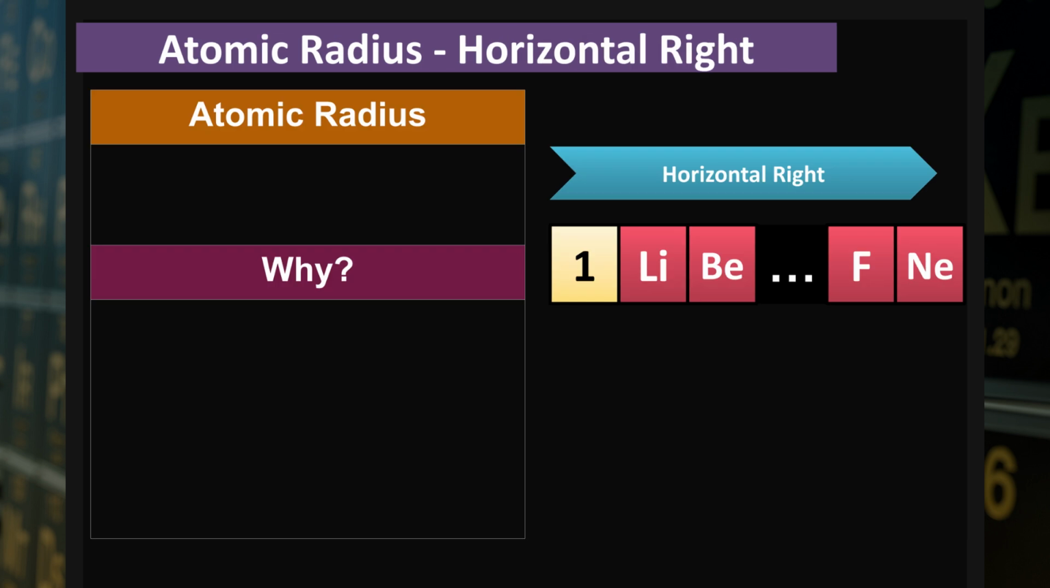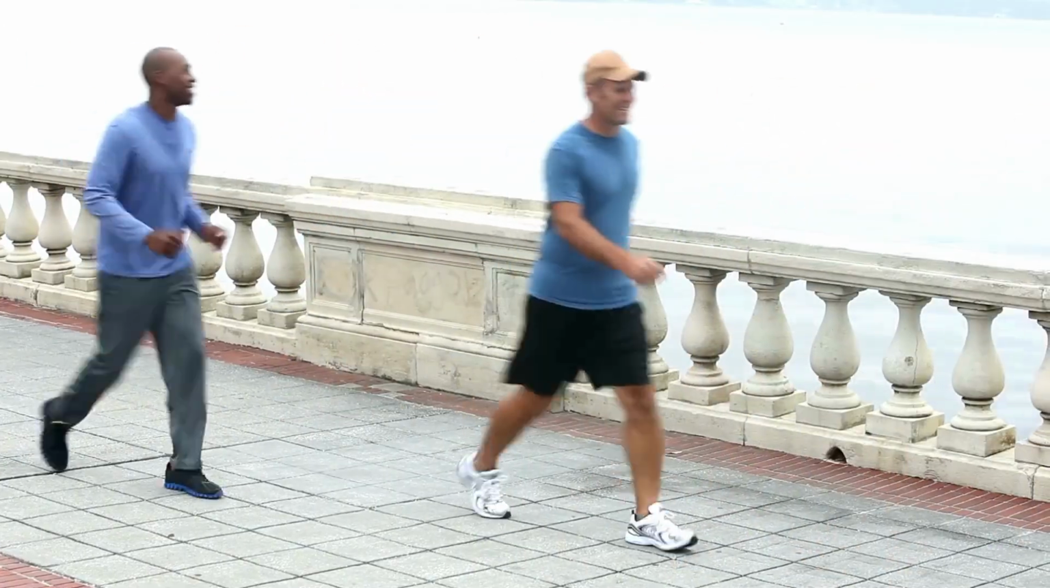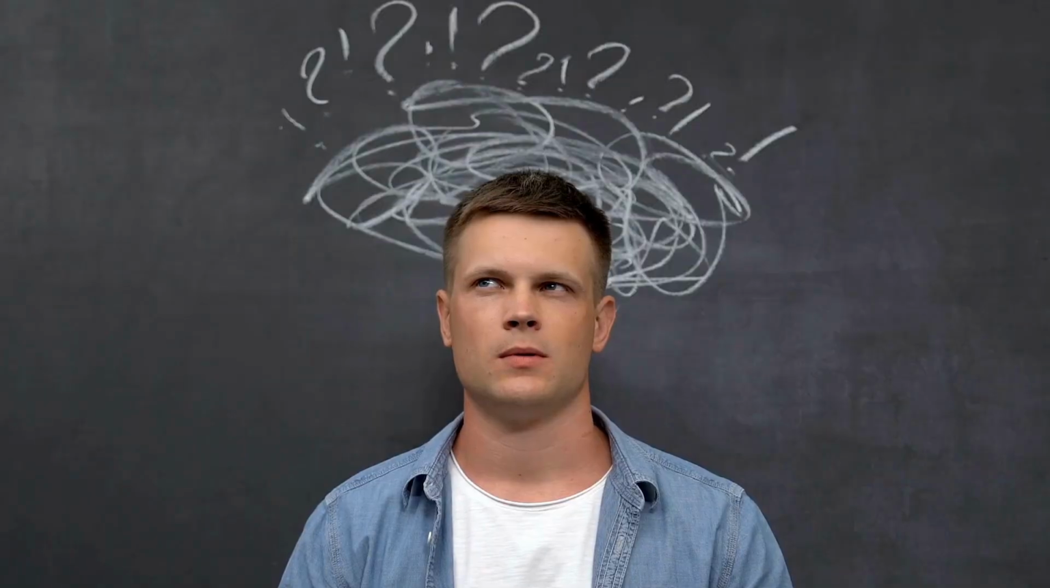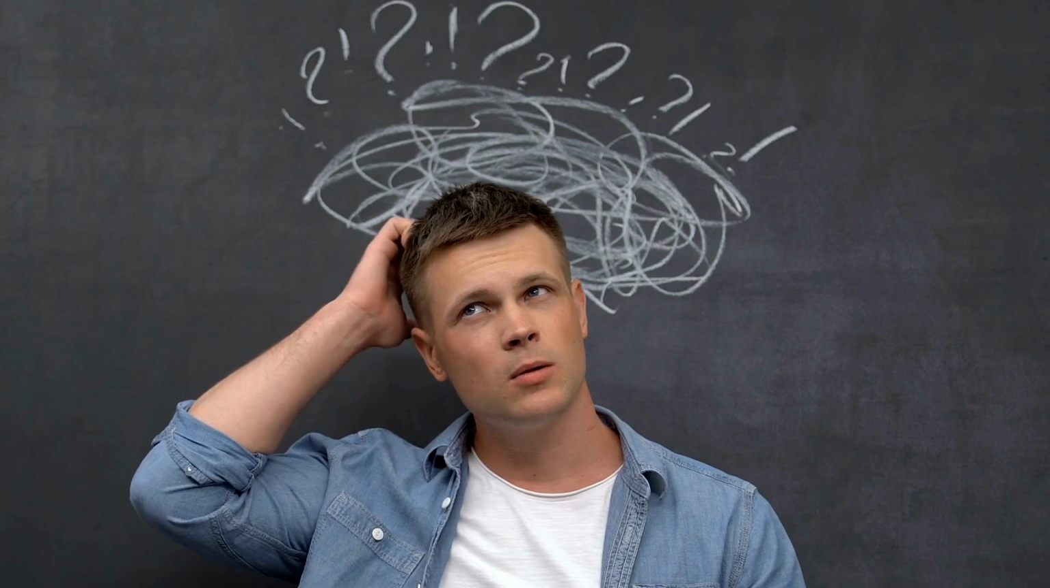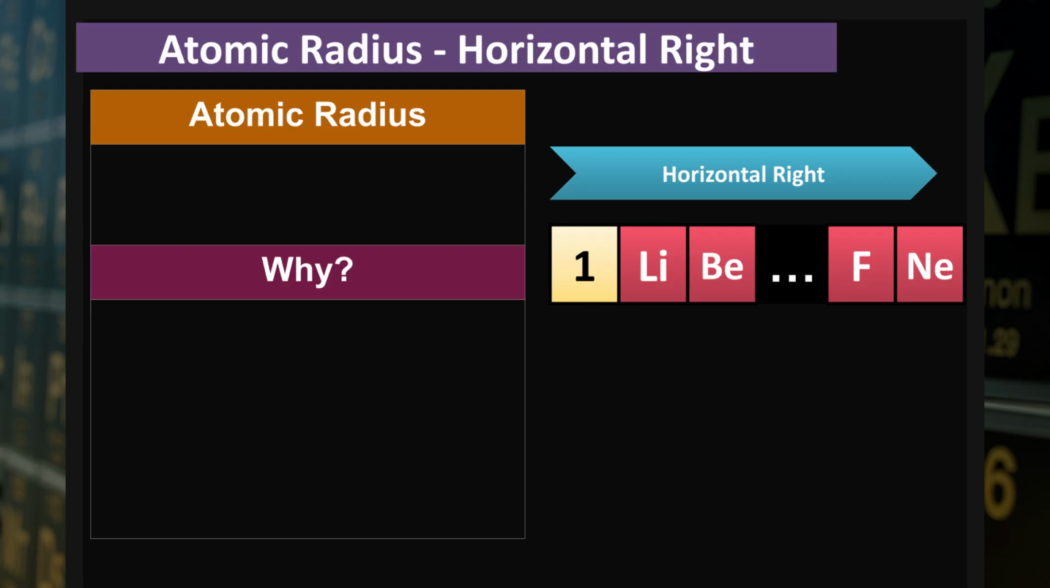Now let's talk about the atomic radius trend as you make a horizontal right on the periodic table, or across the period. I don't like to say across the period anymore because students often get down the group and across the period confused. So I'm going to stick with making a horizontal right on the periodic table.